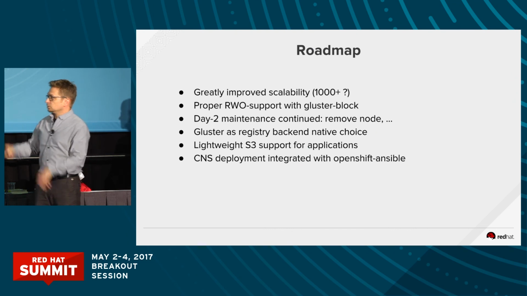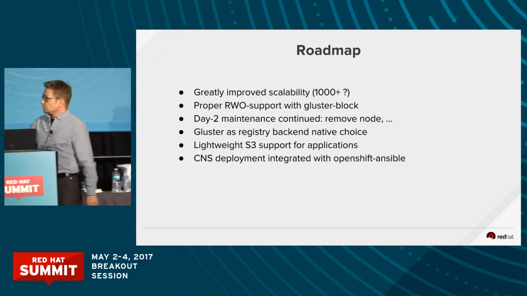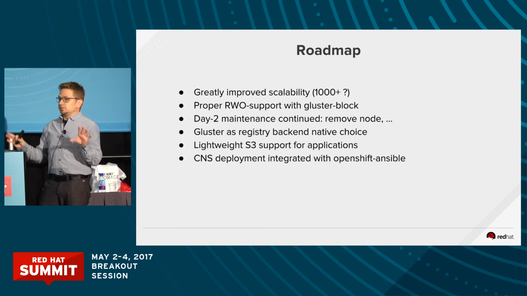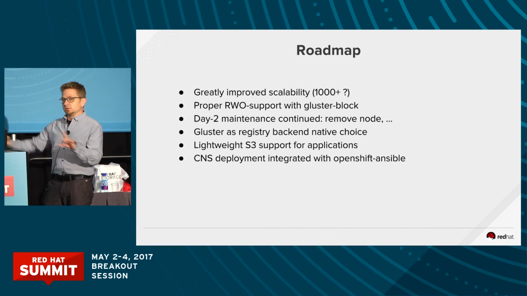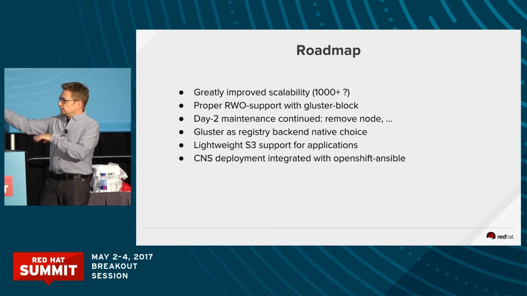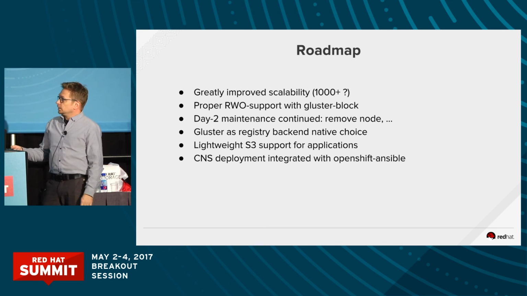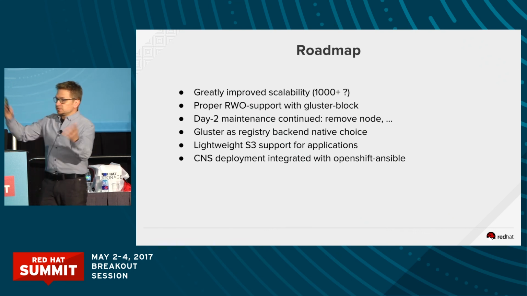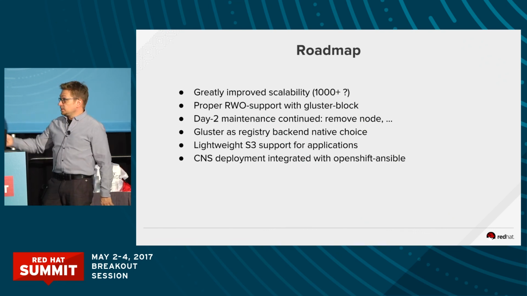So what's the roadmap like? For the summer to autumn timeframe, we expect greatly improved scalability. I think it needs to be qualified. We need the numbers, but I think we're going easily with a 3-node cluster to 1,000 or more volumes. That means basically if you add more nodes, you can multiply that number as well. Also proper read-write once support with this Gluster block. For instance, not only removing disk, replacing disk, but replacing whole nodes, would be single command things that we can trigger.